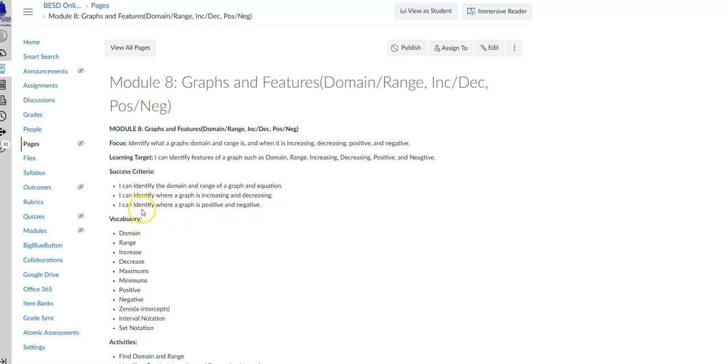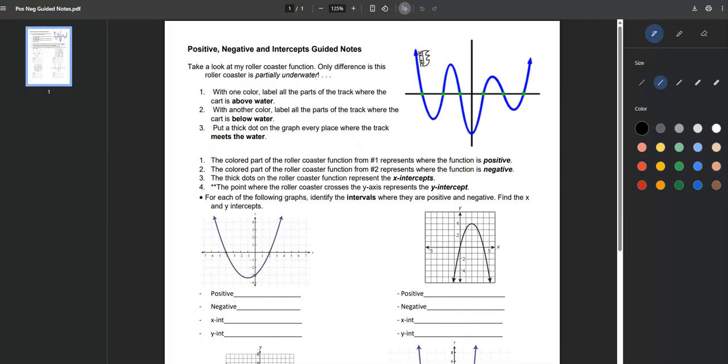So your criteria that you should have by the end, or your target, should be to be able to identify where the graph is positive and negative. This will look very similar to increasing and decreasing, but the definition is different. By the end, you should be able to write those intervals for positive and negative and write the x and y intercept. That's our target for this.